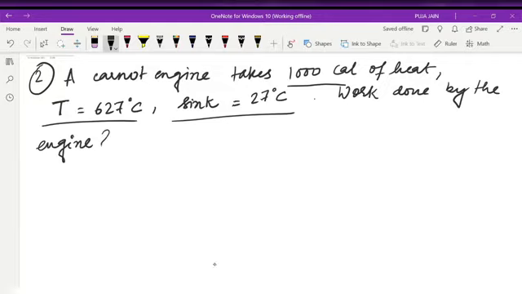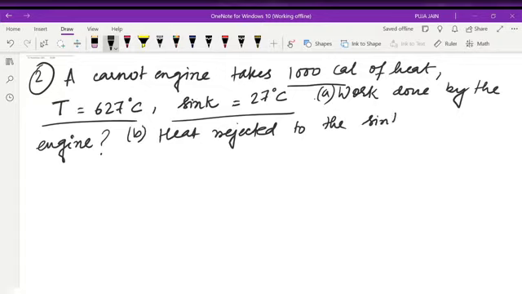Work done by the engine. This we need to find, and this is first. Second, you need to find the heat rejected to the sink. Heat rejected to the sink. So I am telling you what is asked and what is given.